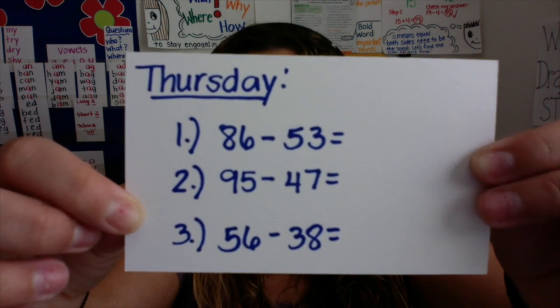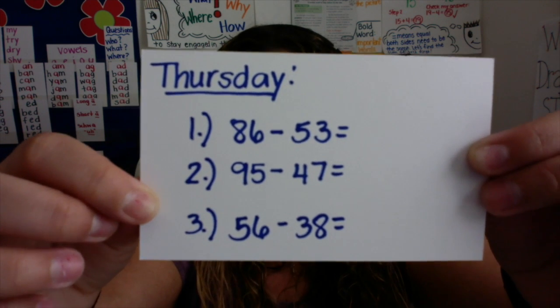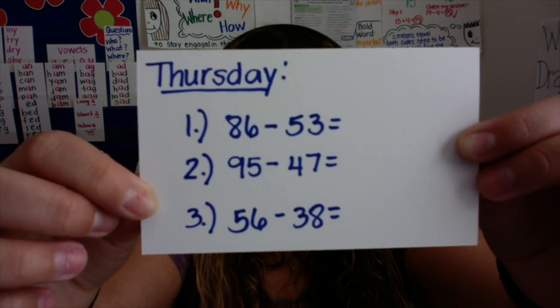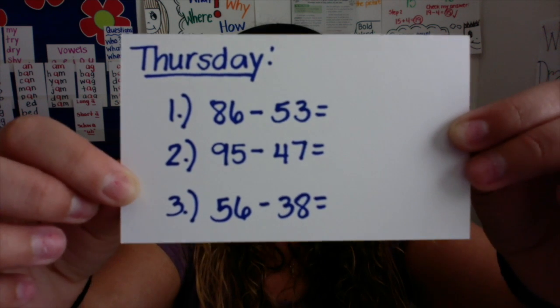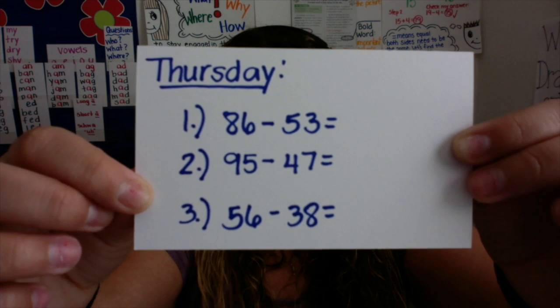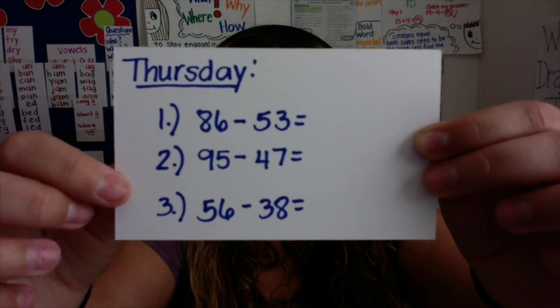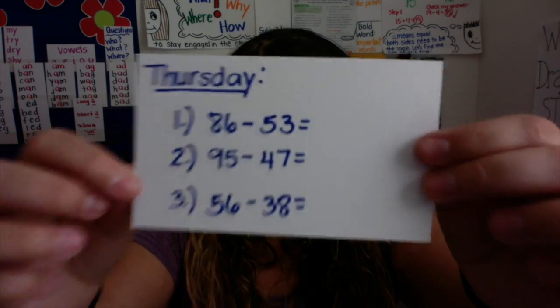Number 1 is 86 minus 53 equals. Number 2 is 95 minus 47 equals. And number 3 is 56 minus 38 equals. If you need more time to write these down, just pause the video and you can write them down.